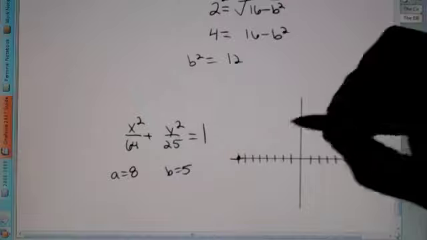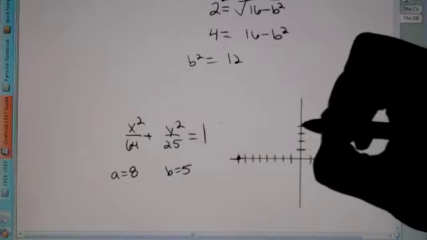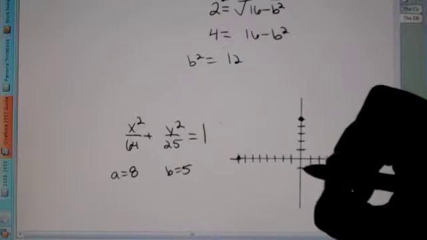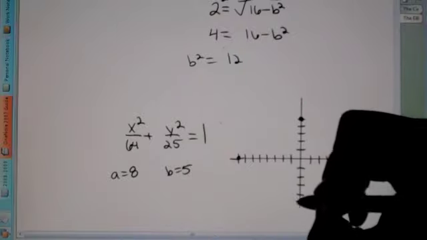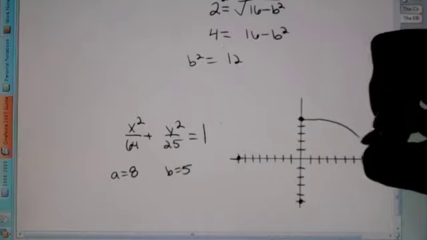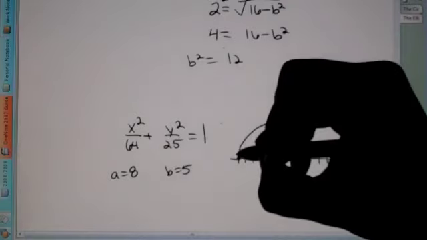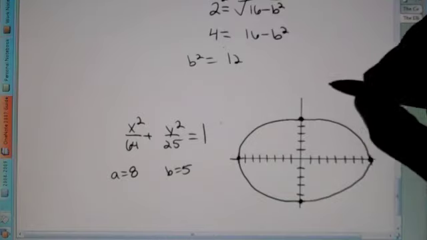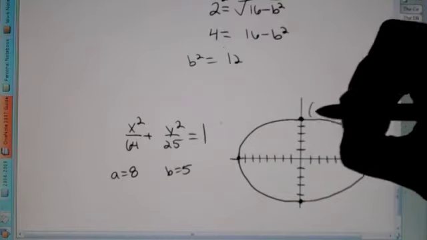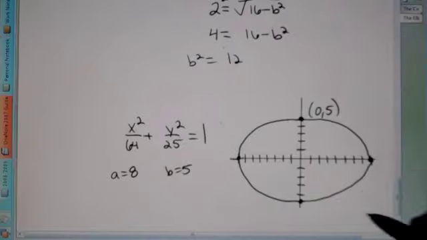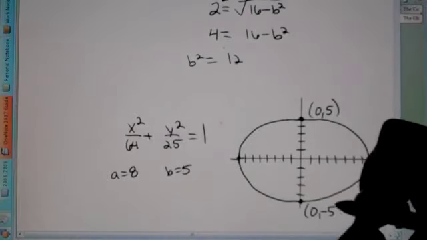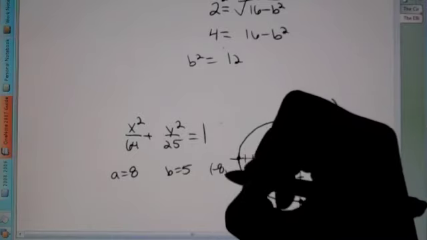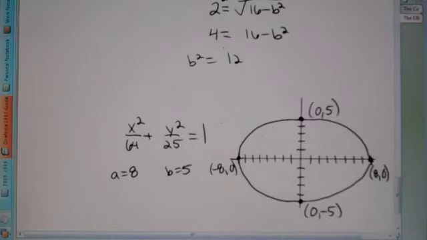It says b is 5. 1, 2, 3, 4, 5. Since it's underneath the y-axis, I go 5 up and down. And then I make my ellipse. Okay. Again, it doesn't have to be perfect, but hopefully it looks somewhat like an oval. And again, always label. So 0, 5, 0, negative 5, 8, 0, negative 8, 0. And that is how we graph the ellipse.